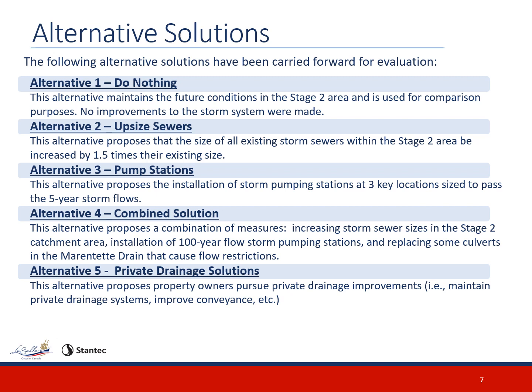Alternative 4, combined solution. This alternative proposes a combination of measures: increasing storm sewer sizes in the Stage 2 catchment area, installation of 100-year flow storm pumping stations, and replacing some culverts in the Marentette Drain that cause flow restrictions. Alternative 5, private drainage solutions. This alternative proposes property owners pursue private drainage improvements, for example, maintain private drainage systems, improve conveyance, etc.